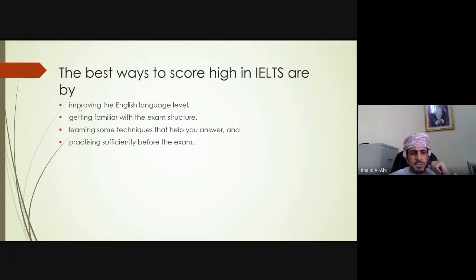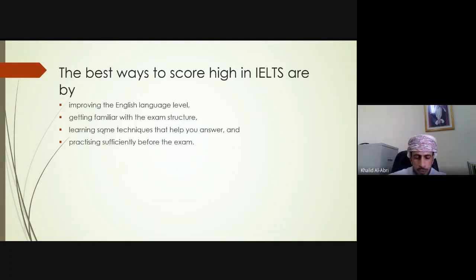Here we have the first one: improving the English language level. If the candidate does not have a good English language level, for sure he will get a low band. He will score low in the IELTS exam. So the basic thing to do is to improve your English language level in the 4 skills: listening, reading, writing, and speaking.